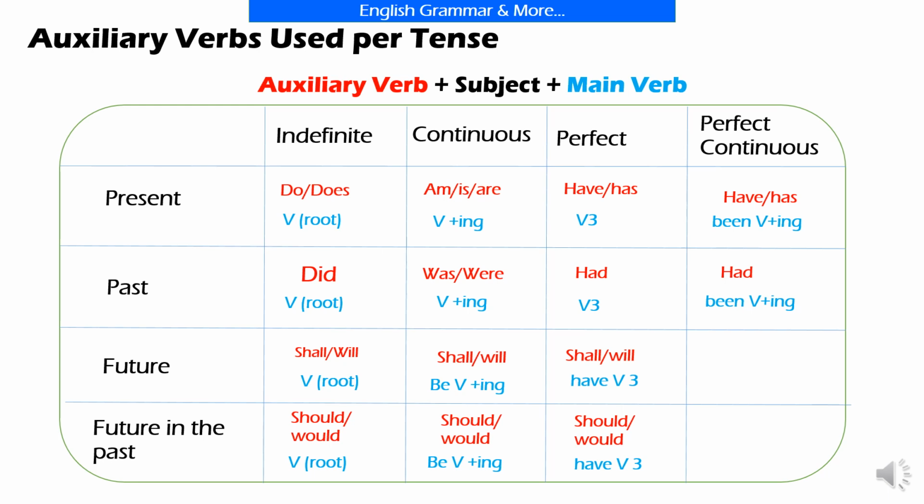If the sentence is in the future perfect continuous tense, the auxiliary verb will be shall or will, and the main verb will be have been, verb ing. And if the sentence is in the future in the past perfect continuous, then the auxiliary verb will be should or would, and the main verb will be have been, verb ing.